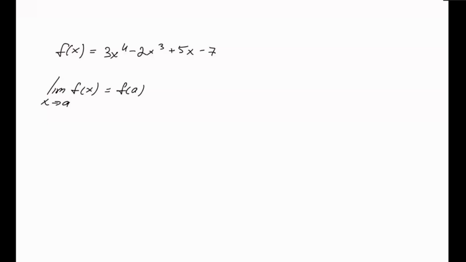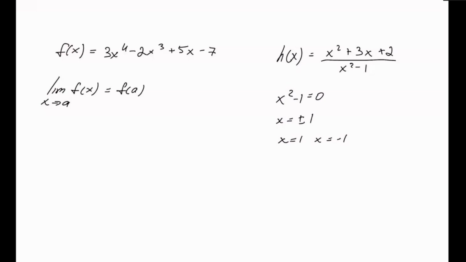What about rational functions? These are functions that we can write as one polynomial divided by another. For example, h of x equals x squared plus 3x plus 2 over x squared minus 1. Rational functions are continuous everywhere they're defined. The only places where they might not be continuous are where the denominator equals 0. For h of x, we need to find where x squared minus 1 equals 0, which gives us x equals plus or minus 1. So h is continuous for all x except where x equals 1 and negative 1.